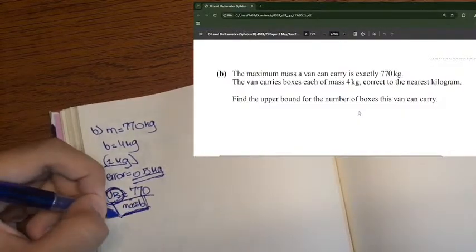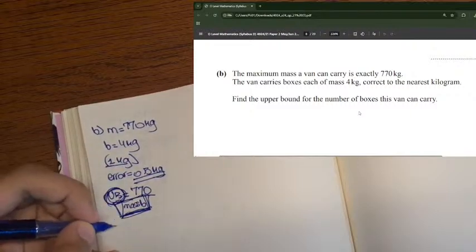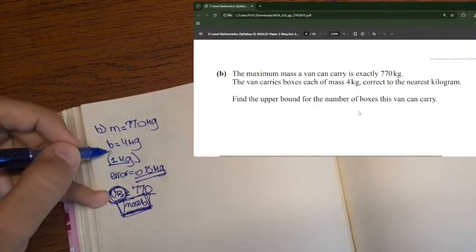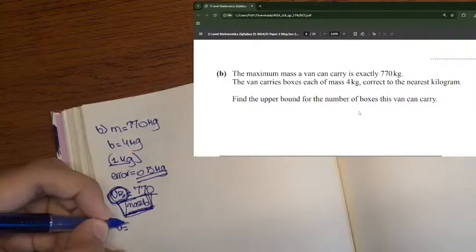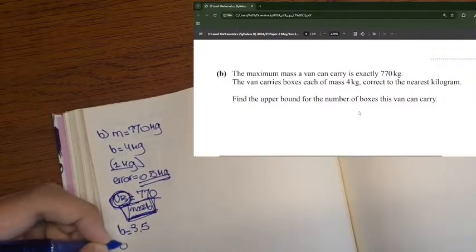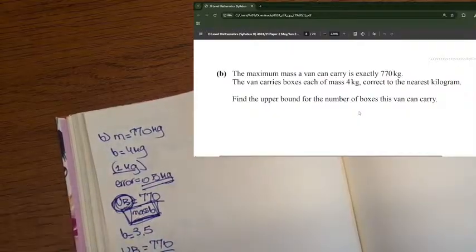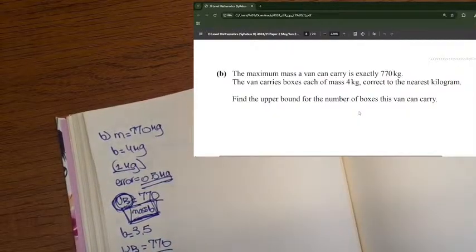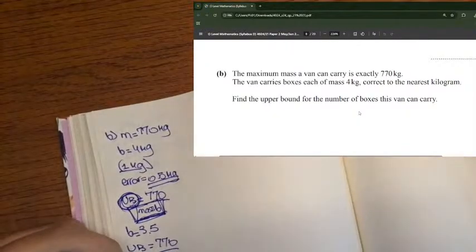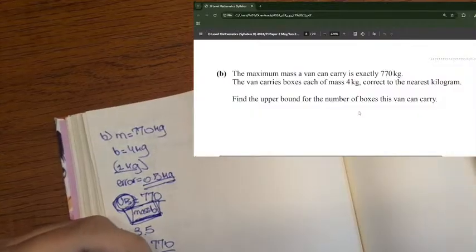That means that the mass of the boxes must be as low as possible. So in order to get it as low as possible, we take its lower bound, which is 4 minus 0.5, which is 3.5. So let's divide 770 by 3.5 in order to find the upper bound of the number of boxes. 770 divided by 3.5 is 220 boxes. The upper bound of the number of boxes that can be carried by the van is 220.